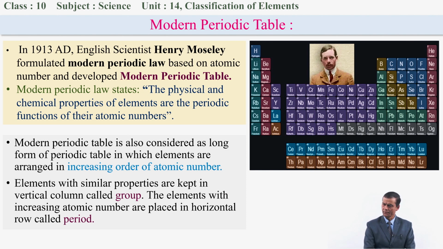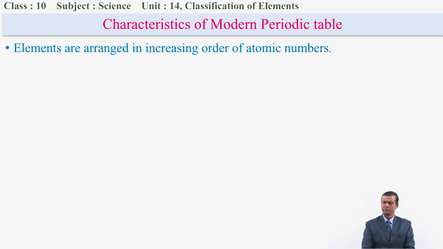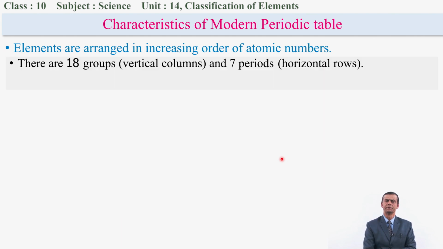Let us discuss the main features of the modern periodic table then. Main features or characteristics of the modern periodic table are here. Elements are arranged in the increasing order of atomic number. That is the first main feature of the periodic table. There are altogether how many groups? 18 groups. Groups means vertical columns, isn't it? And 7 periods. 7 periods are the horizontal rows which were given in Mendeleev's periodic table too. But in the modern periodic table these are modified.